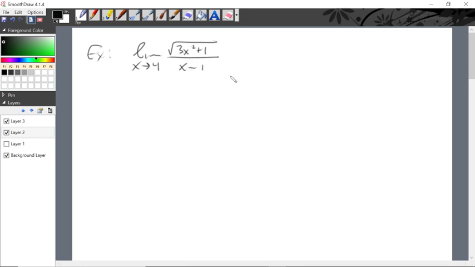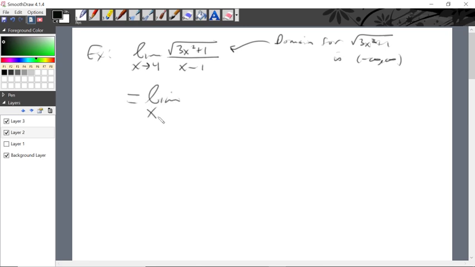A square root function. The domain for the numerator, 3x squared plus 1, notice that's always going to be positive. So the domain for the square root of 3x squared plus 1 is all real numbers, because 3x squared plus 1 is not going to be negative. And 4 is certainly contained within that domain. So we can just plug the 4 in, we can do a substitution there.